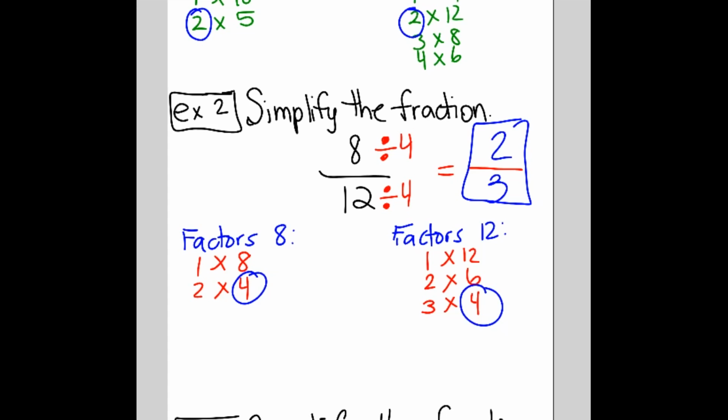That is the fraction simplified. It would be 2/3. If we were to throw this into a calculator, if we did 8 divided by 12, that would give us 0.66666, I think. And then if we did 2 divided by 3 in the calculator, that will also give us 0.6666666 forever. And that means that it's simplified and it's the same. So these are very easy. I just wanted to show you how to do them. Let's do the next one.